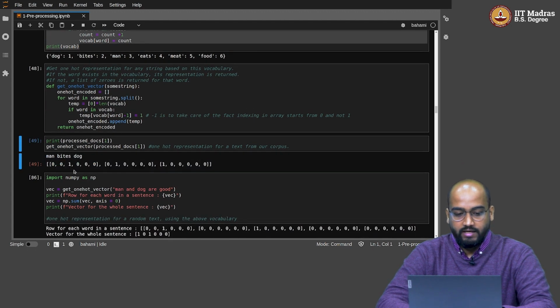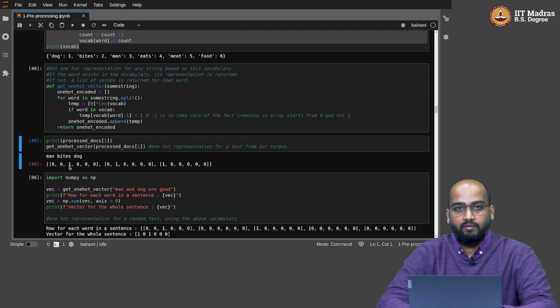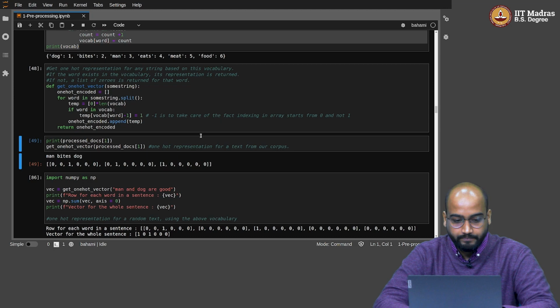So for representing any sentence, you would need a vector that is of dimension 6. You can see that each word is represented by a vector, and it is one hot encoded because only that position in the vector is one for which the token is present. The token man is on the 3rd position, so whichever indexing you follow, you know that this is 1 here, all the other positions are 0. This is why it's called one hot encode.